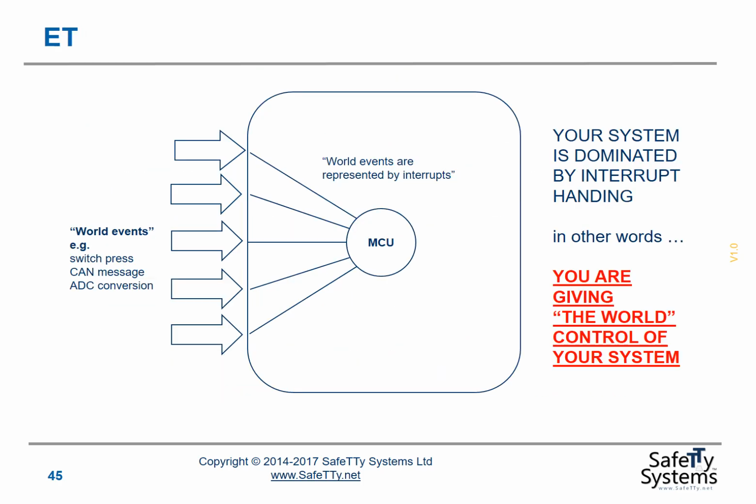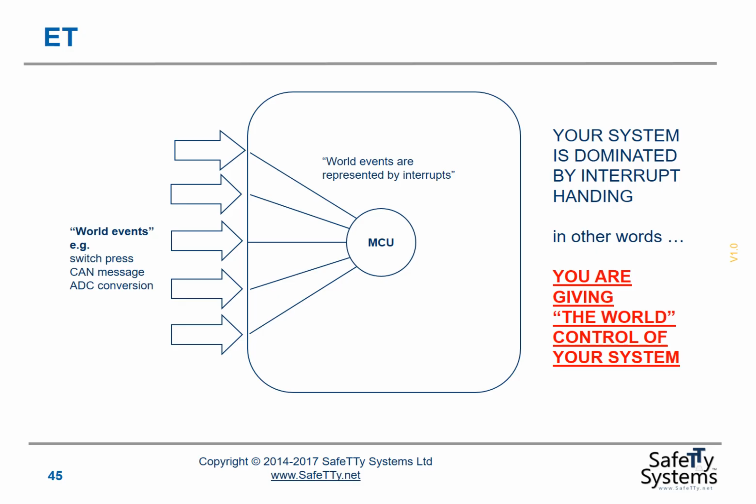So let's look slightly more generally at an event-triggered design. If we have a set of world events, for example, switch presses, CAN messages, A to D conversions, in an event-triggered design, these world events are represented in our system by interrupts. So our system then becomes dominated by interrupt handling. One way of viewing this is that you're giving the world control of your system.